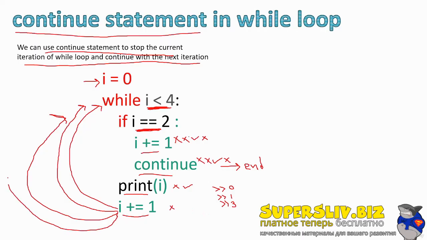Again it will go to the beginning. Now i is equal to 4. This time this condition is false. So the while loop will be terminated. So you can see in the output 2 has been skipped.